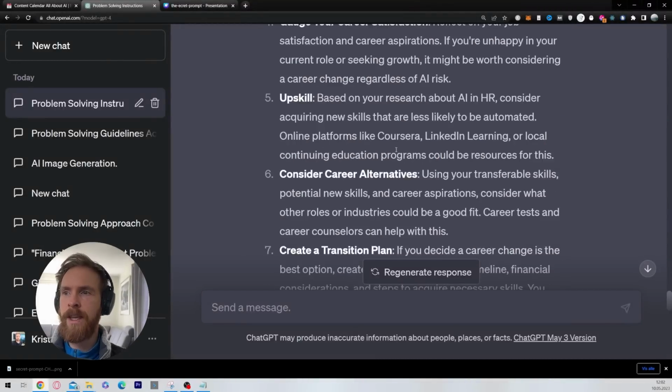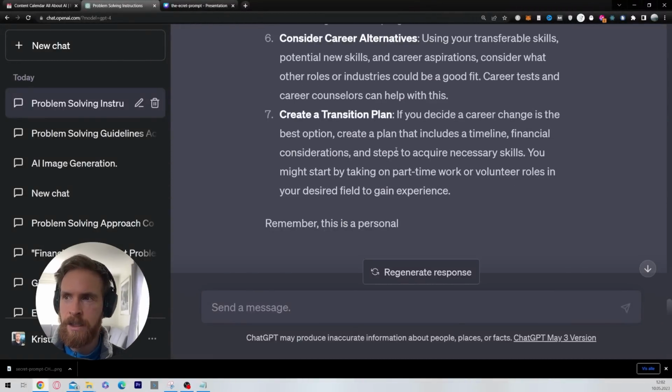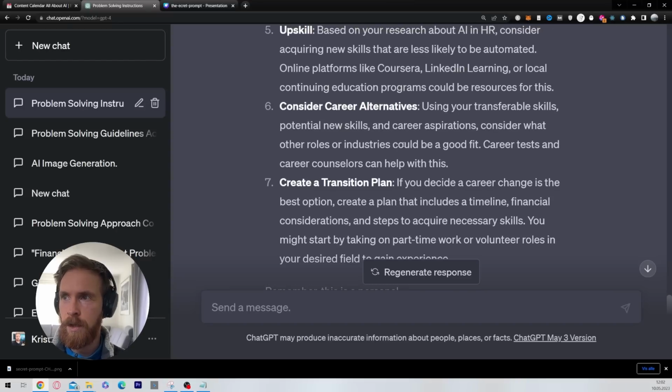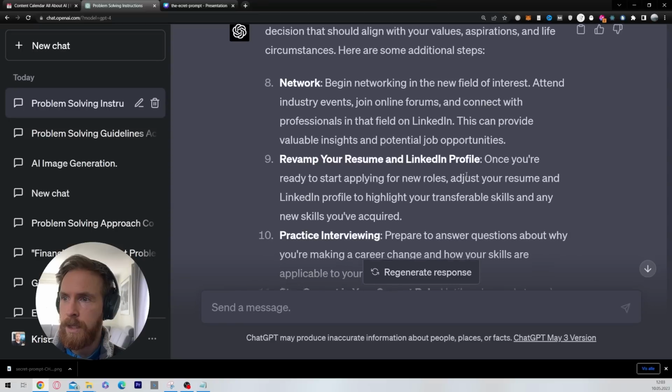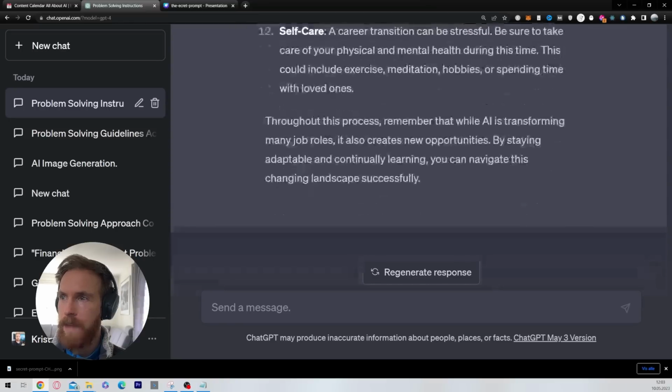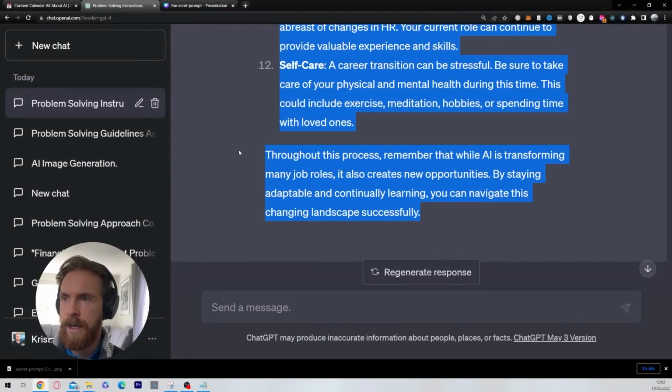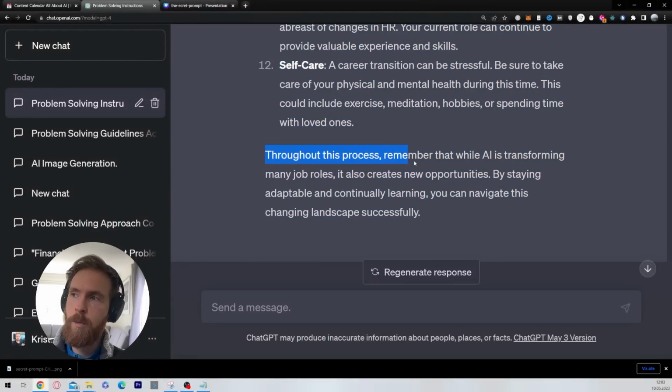So for every step here, it tries to give an actionable plan. So basically something you can do. Online platforms like Coursera, LinkedIn Learning, and local continuing education programs can be resources for it. You get the point? So it's a big kind of answer here, but I like the final thing here. Throughout this process, remember, while AI is transforming many job roles, it also creates new opportunities. By staying adaptable and continuing learning, you can navigate this changing landscape successfully.